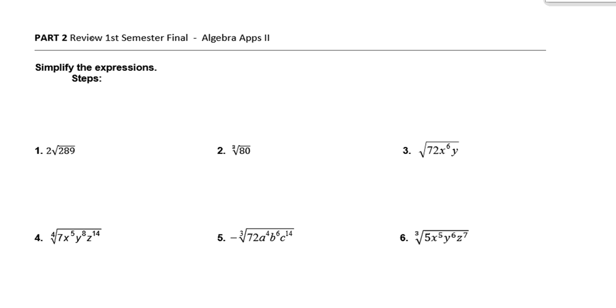Okay, this is part 2. This started our unit 2 on radicals. If you're given radicals and it asks you to simplify, the steps are like this. You have to break down what's inside. So you have to factor the inside stuff. That is using a factor tree.